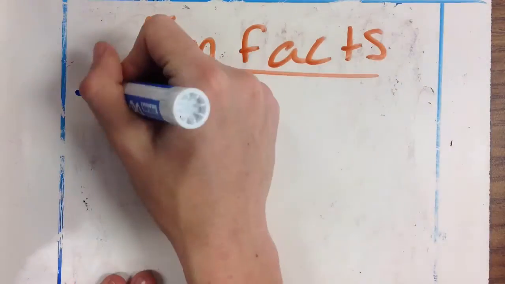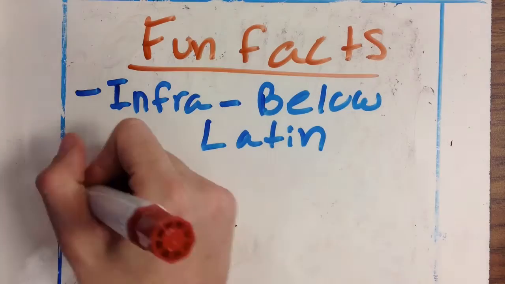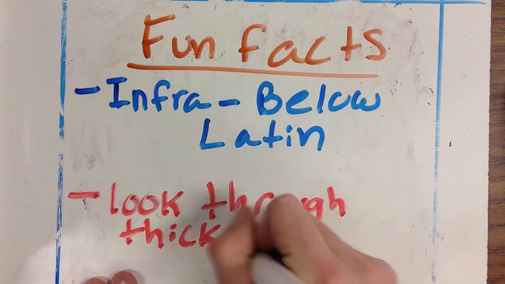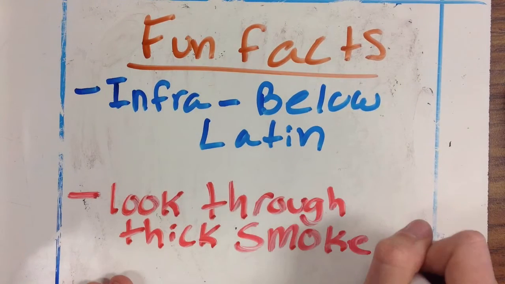Fun facts about infrared: infrared means "below" in Latin. Another fun fact is that infrared goggles allow the military to look through thick smoke.